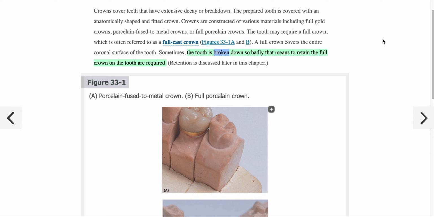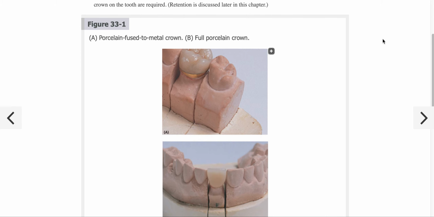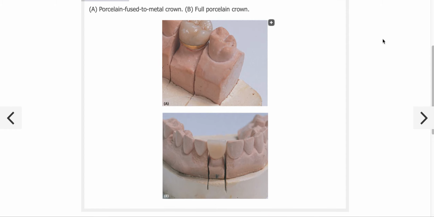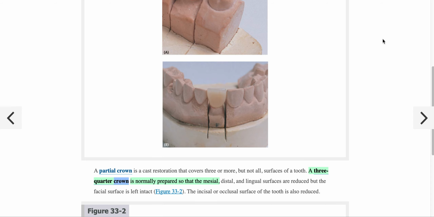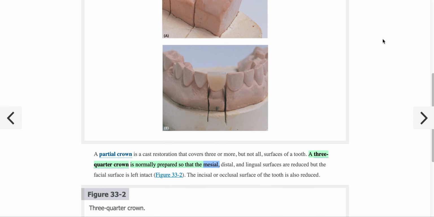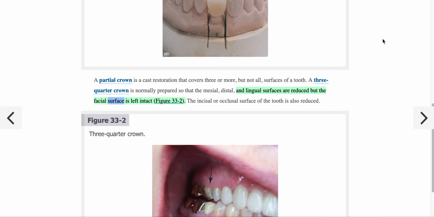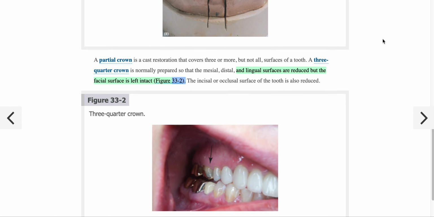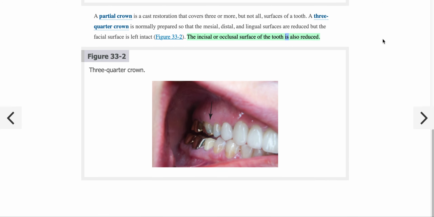Sometimes, the tooth is broken down so badly that means to retain the full crown on the tooth are required. Retention is discussed later in this chapter. A partial crown is a cast restoration that covers 3 or more, but not all, surfaces of a tooth. A 3/4 crown is normally prepared so that the mesial, distal, and lingual surfaces are reduced but the facial surface is left intact, figure 33-2. The incisal or occlusal surface of the tooth is also reduced.